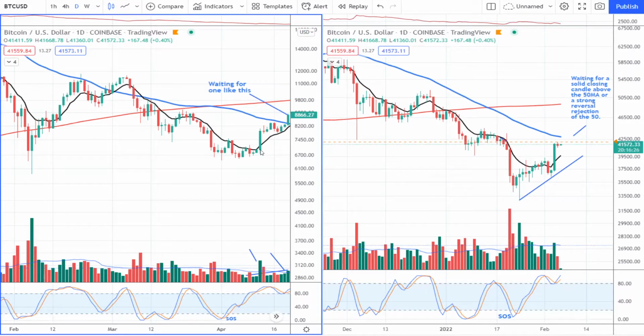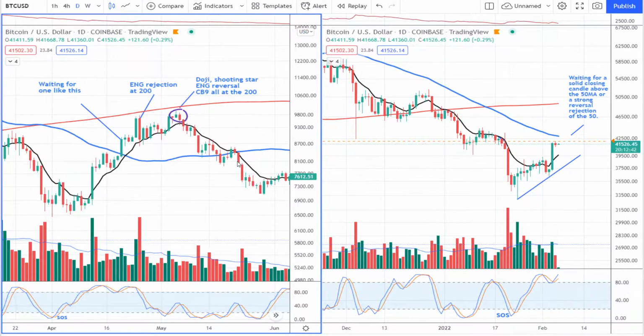Stochastics were oversold. Nice volume pop there, with the tide turned. You can see that, and then we've got a nice close above the 50 there. So not on very good volume, but it was increasing volume. This one here, so waiting for one like this, nice pop. So this is what we want to study.